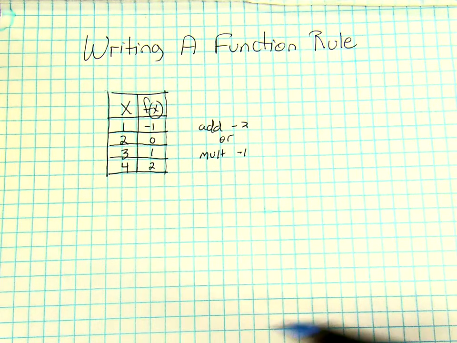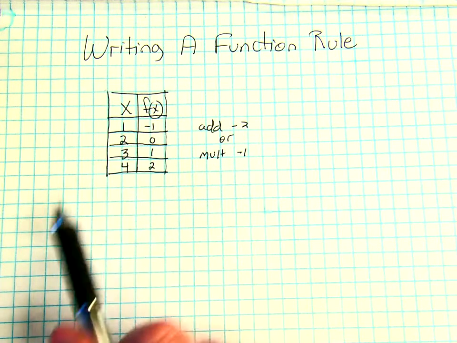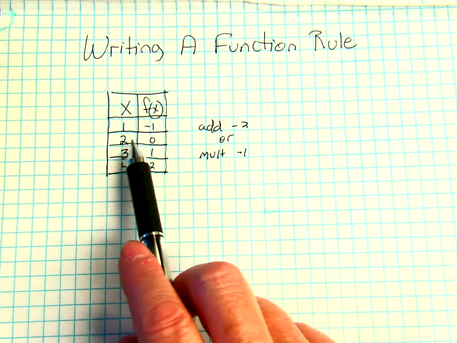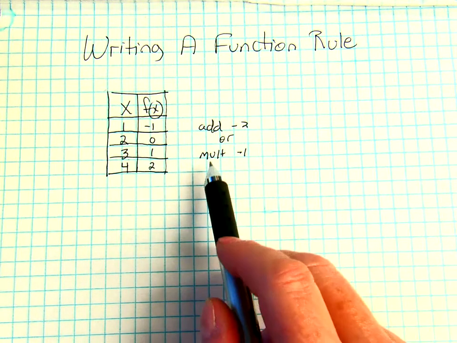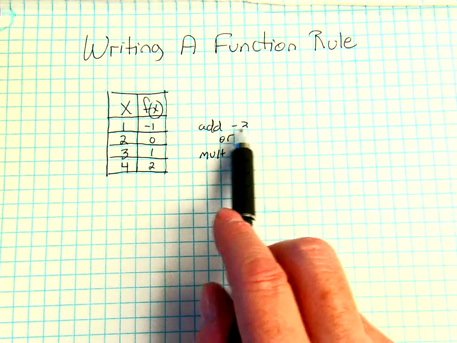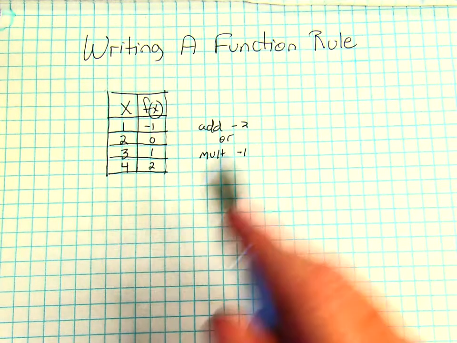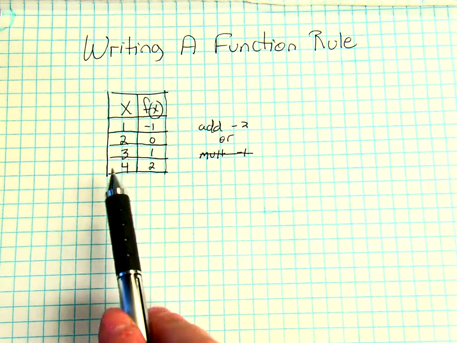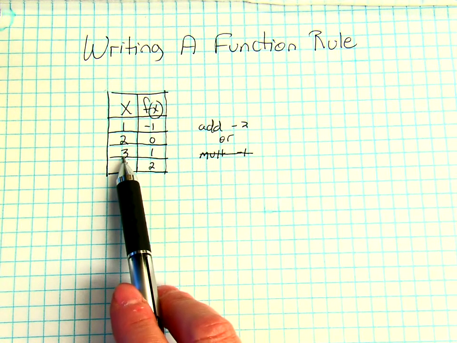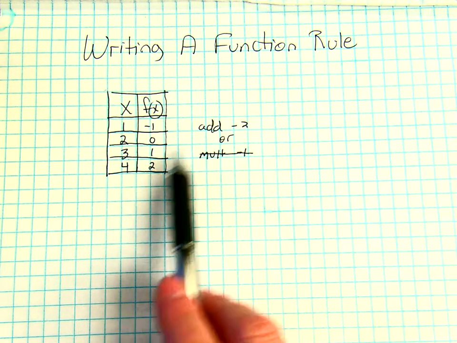So once we have made that choice, then we go on to our second number. And this number is going from 2 to 0. Well, obviously, if I multiply 2 times -1, I should have gotten a -2. But if I add -2 to my 2, I will get a 0. So I know that my multiplication option is off the table. So now I'm going to check with my next numbers. 3 plus a -2 is 1, and 4 plus a -2 is 2.